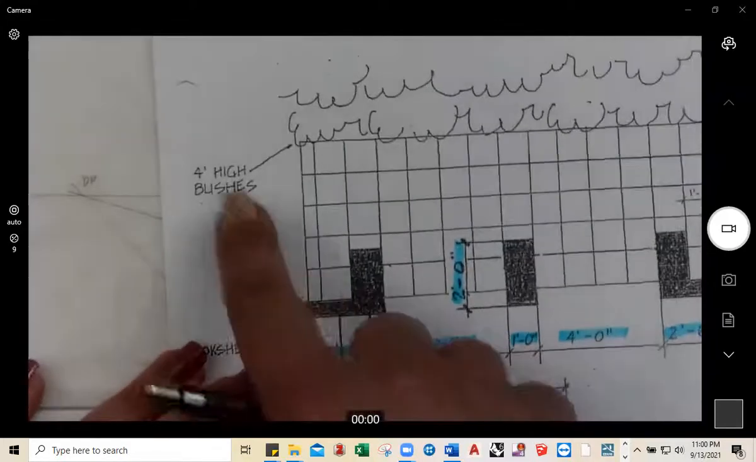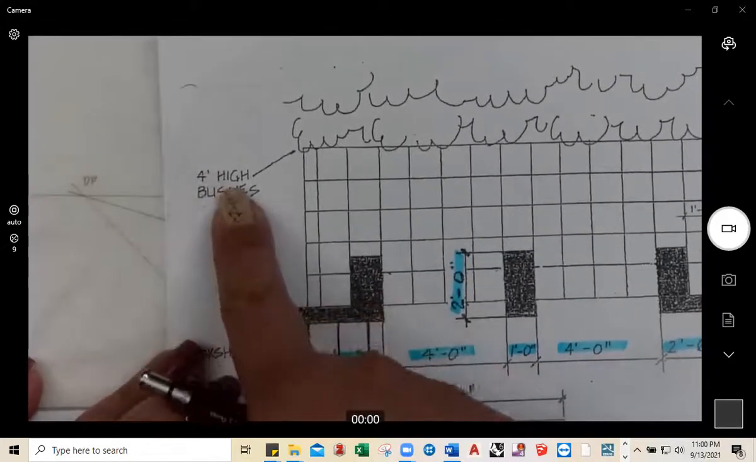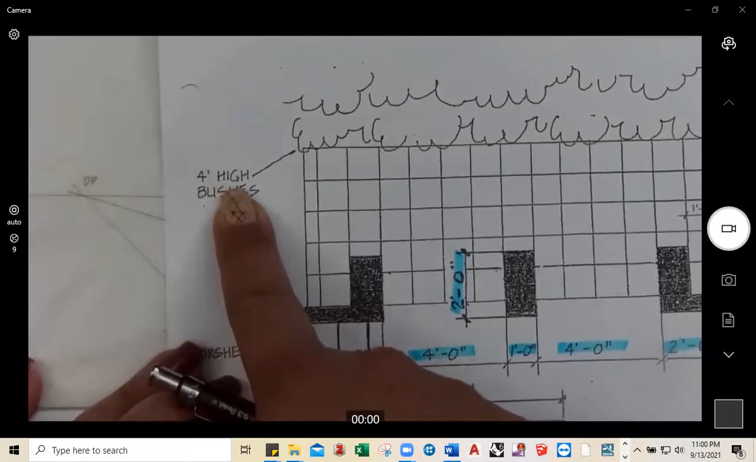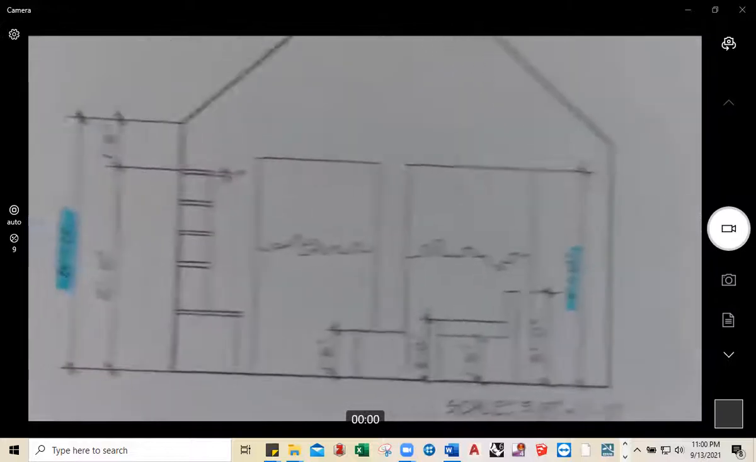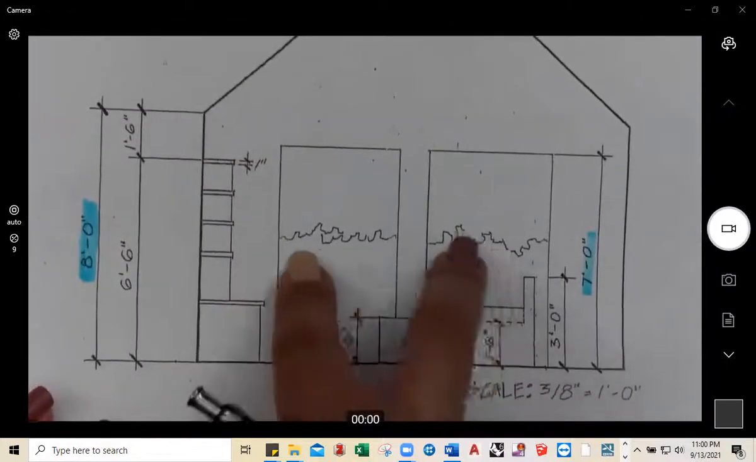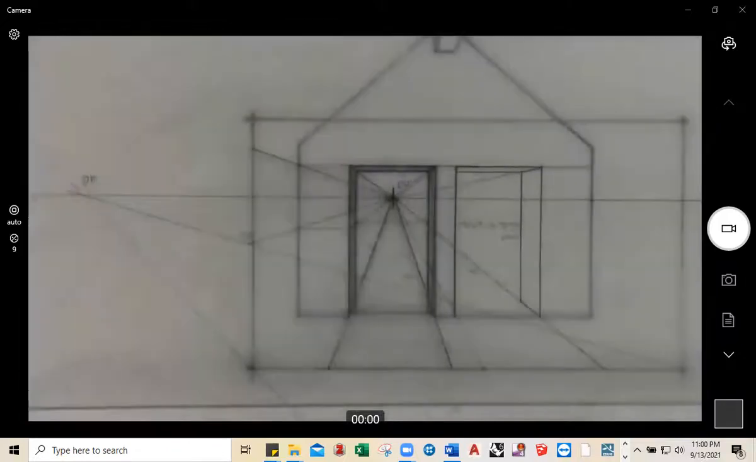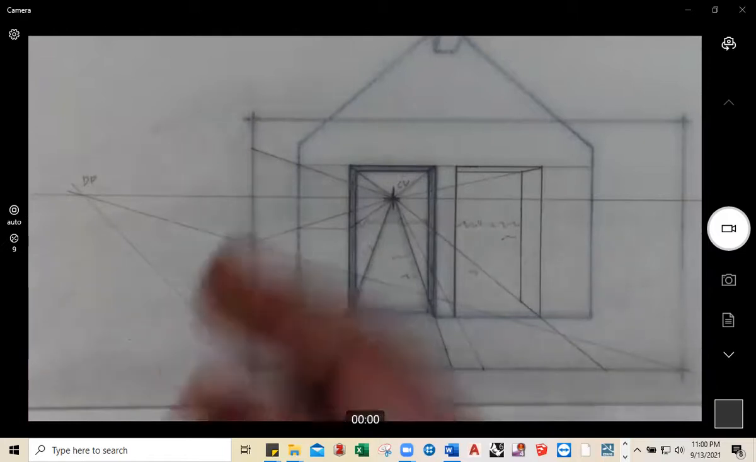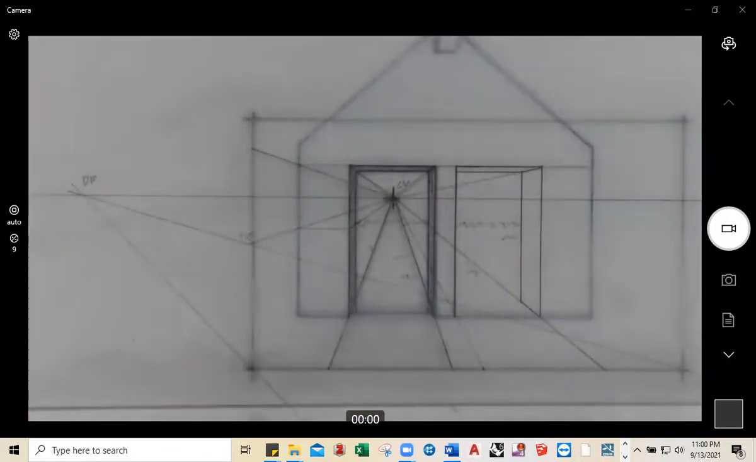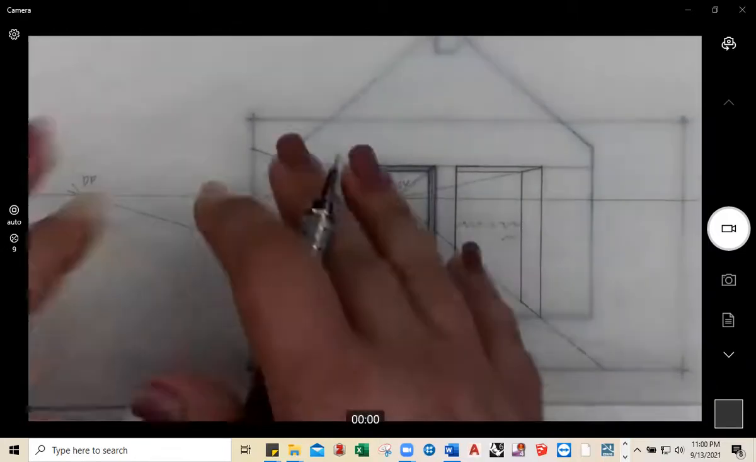We have a note that the bushes are 4 feet high. Okay. The bushes are 4 feet high and you can see them over here in the back in our interior elevation. So how do we measure for that here? How do we know exactly how high that is?